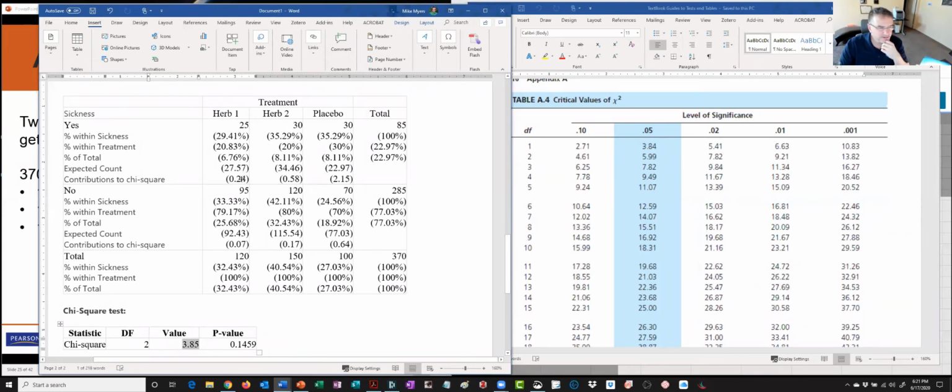So there's a contribution to chi-square. So if everything was null, everything was okay, then we would have this expected count, 27 is 25, 34 and 30, 22 and 30. I mean, it looks like the placebo group got sicker, but it's not significant, right? We don't have the evidence to reject our null hypothesis.